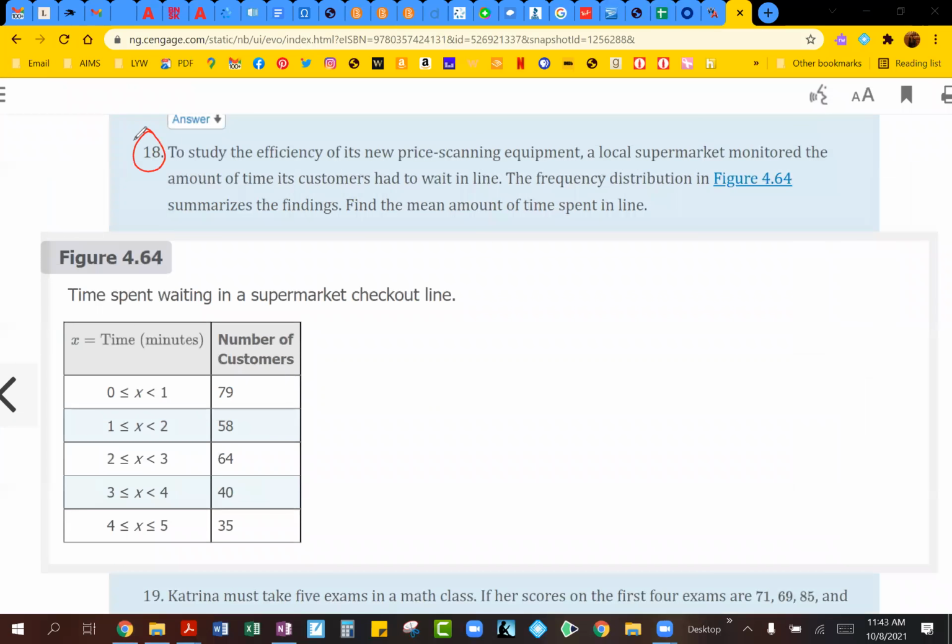Okay, so you can see this one is saying, to study the efficiency of its new price scanning equipment, a local supermarket monitored the amount of time its customers had to wait in line. The frequency distribution in figure 4.64 summarizes the findings, and they're saying find the mean amount of time spent in the line. So you can see it's showing us on the left-hand side how much time the customer spent in line and how many customers had to spend less than 1 minute to 2 minutes, and that kind of thing. So the first thing we will do is start out by finding our midpoint for each one of these intervals.